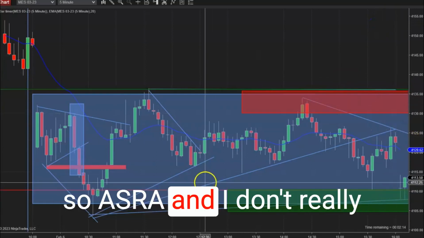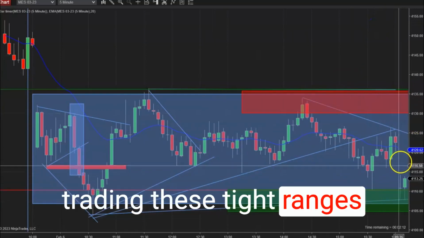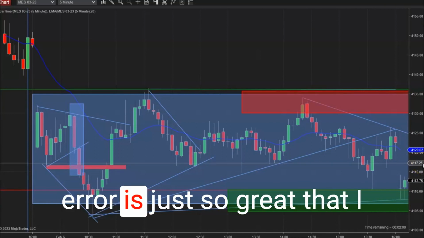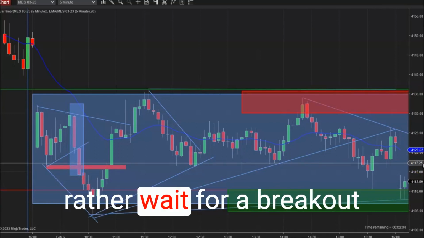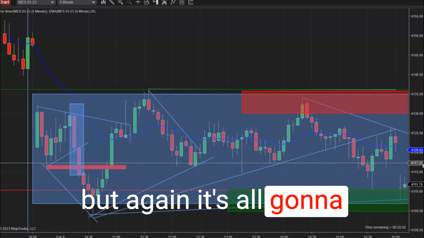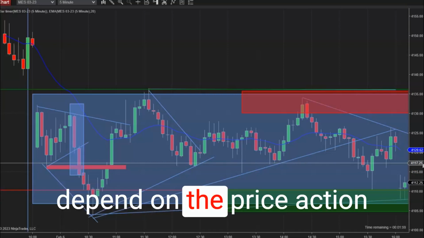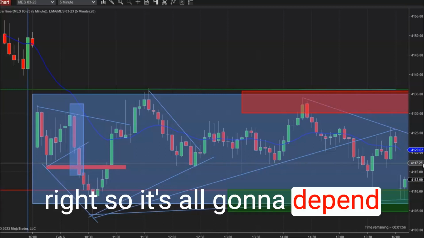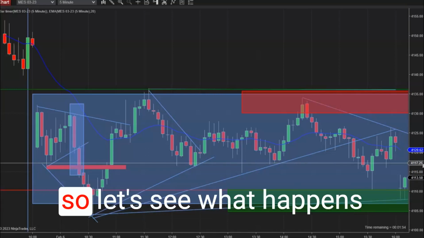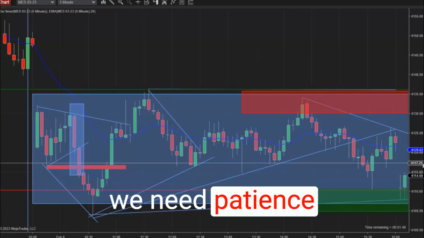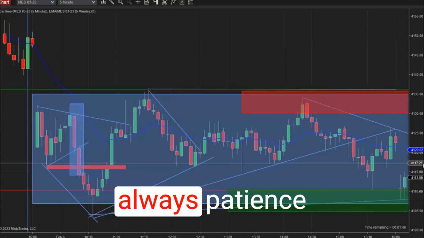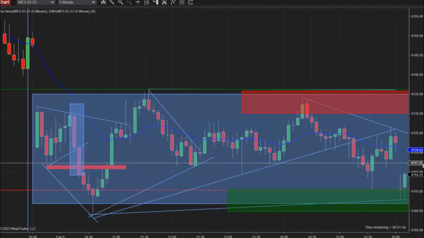I don't really like trading these tight ranges because the margin for error is so great that I see the risk. I would rather wait for a breakout, but again, it's all going to depend on the price action. So let's see what happens. We need patience. Always patience.